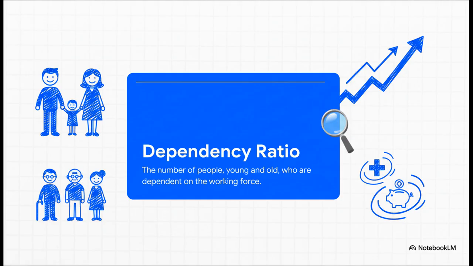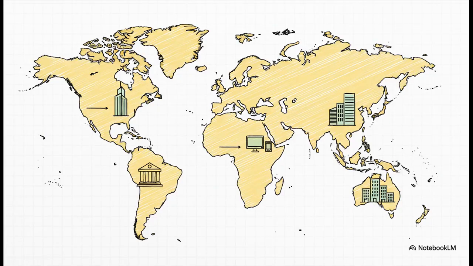But this new stability comes with its own brand new challenge. With fewer kids being born and people living longer than ever, the population as a whole gets older. This leads to what's called a higher dependency ratio, which basically means you have fewer working-age people trying to support a growing number of retirees. And that puts a huge strain on things like pensions and healthcare. And this is the situation for most highly developed countries. We're talking about the United States, Canada, Australia, and pretty much all of Western Europe. They're all dealing with the economic consequences of being in stage 4.